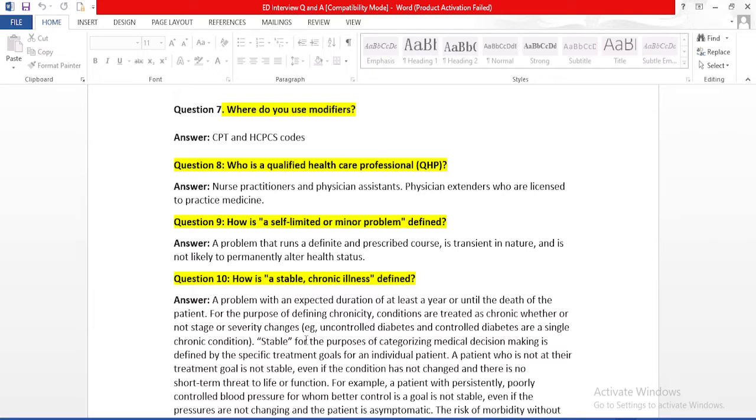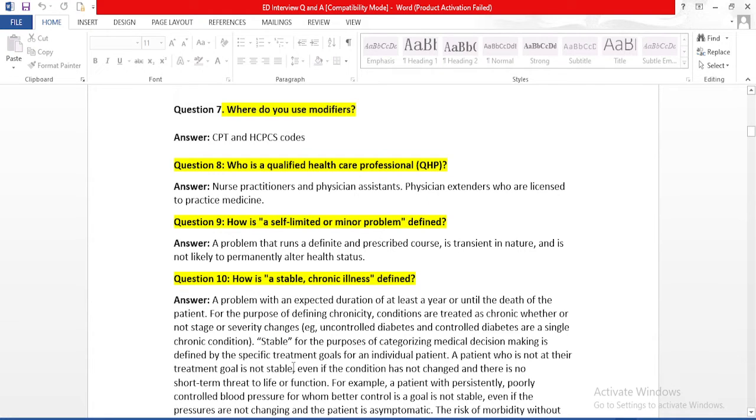Next question, who is a qualified healthcare professional? Usually we call it QHP. Nurse practitioners and physician assistants, physician extenders who are licensed to practice medicine, are all qualified healthcare professionals.